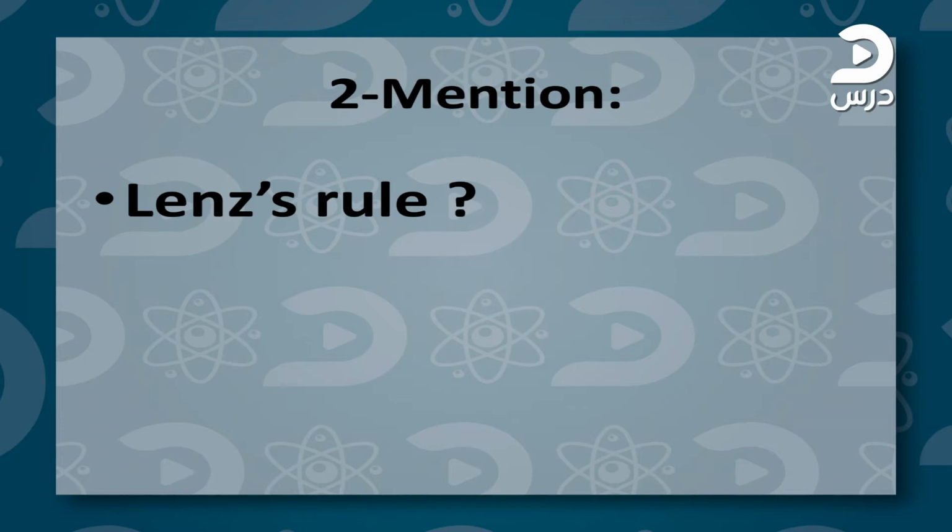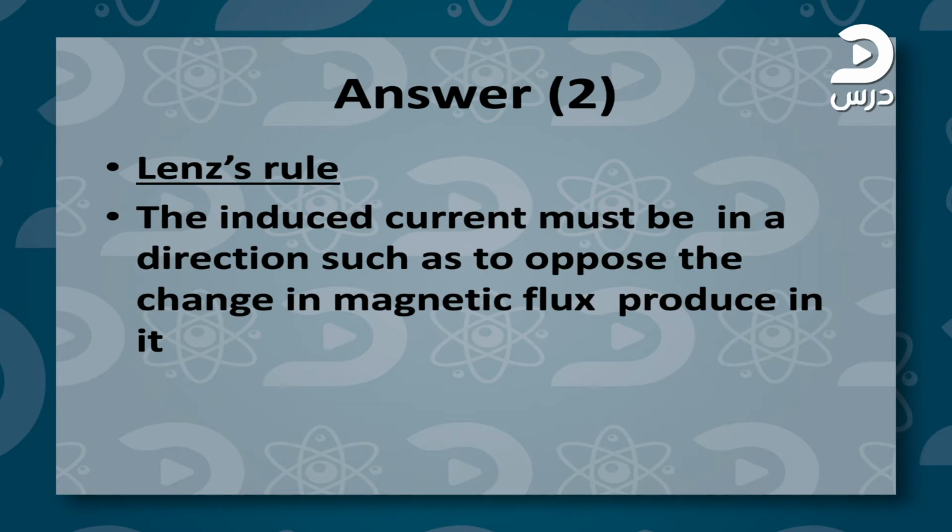Question number 2: mention Lenz's rule. What is meant by Lenz's rule? Lenz's rule is the negative sign in Faraday's law. The induced current must be in a direction opposed to the change in magnetic flux that produced it. That is Lenz's rule. So if there is a north pole of a magnet, when it is near, it gives me north, and when it is far, it gives me the opposite direction.